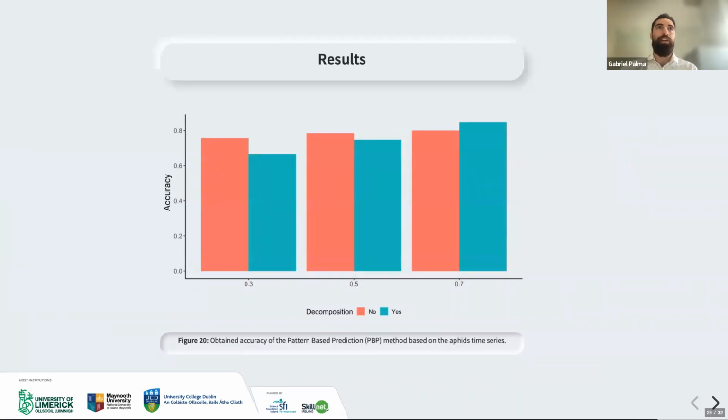Given that said, we show the accuracy of the method. At the beginning, with 30% of the training set, we have almost 77% accuracy for the method with the original time series, where there isn't decomposition. As you can see, the one with decomposition has a little lower accuracy. But at 50%, the accuracy increases more for the original time series. But when I have 70%, the decomposed time series using the empirical mode decomposition got a higher value, approximately 82% accuracy.